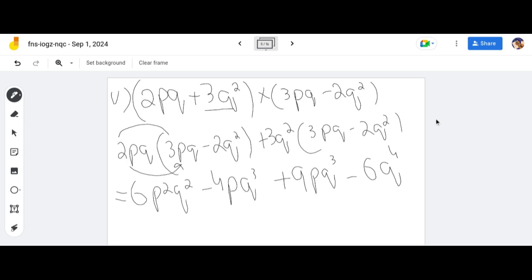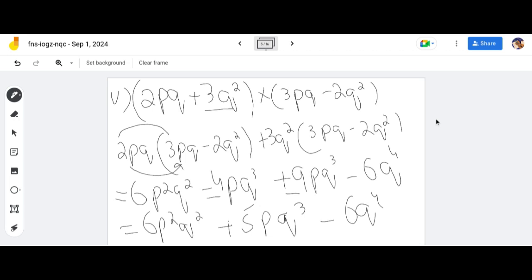4P cube and 9P. Very good. Now minus 4 plus 9 gave me plus 5. It is minus 5 or plus 5? Plus 5 P square and cube. No, just P cube. Oh, yes. Then minus 6Q4. This is the complete answer. Any confusion? Any question? No, ma'am.